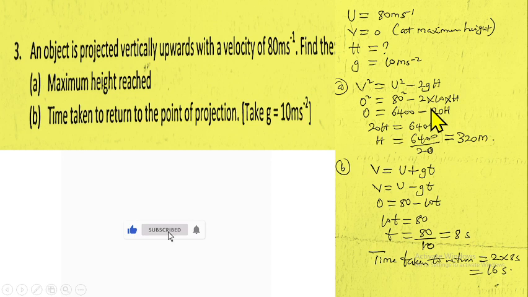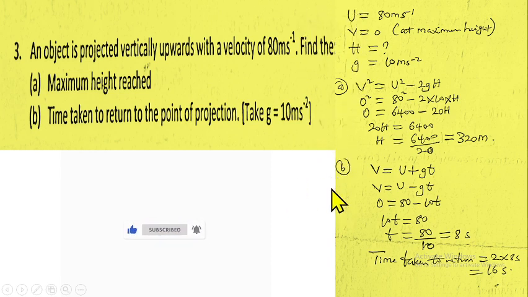Collecting like terms, that will give us 20h equals 6,400. Dividing both sides by 20, h should be 320 meters. So the maximum height reached by the object is 320 meters. Also, we have to find the time taken to return to the point of projection. When I throw an object upward, the time taken to go up is the same as the time taken to come down. If the time taken to go up is 2 seconds, it also uses 2 seconds to come down as well.